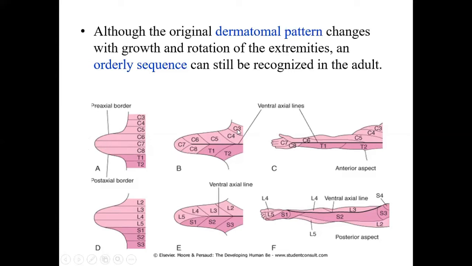Here we see C3, 4, 5, 6, 7, 8, T1, T2. Although the dermatomal pattern changes with the growth and rotation of the extremities, the orderly sequence of the spinal segments is maintained. Here we see in the adult dermatome, there is also maintenance of the orderly sequence of the spinal segments.